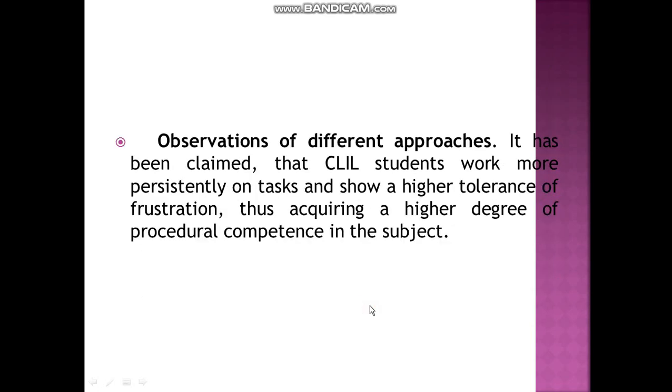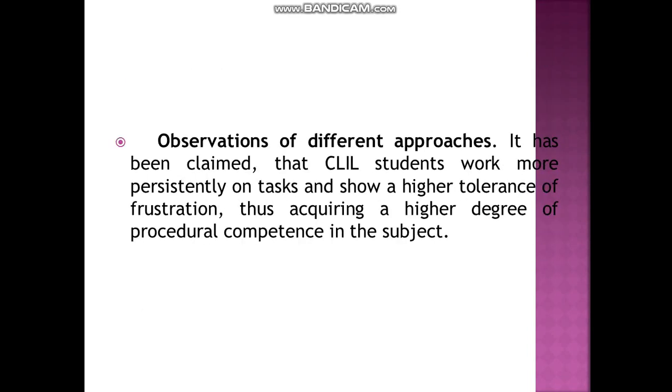Observations of different approaches have claimed that CLIL students work more persistently on tasks and show a higher tolerance of frustration, thus acquiring a higher degree of procedural competence in the subject.